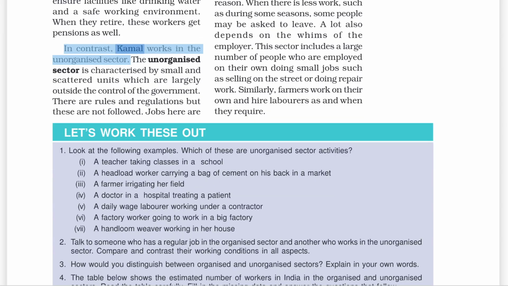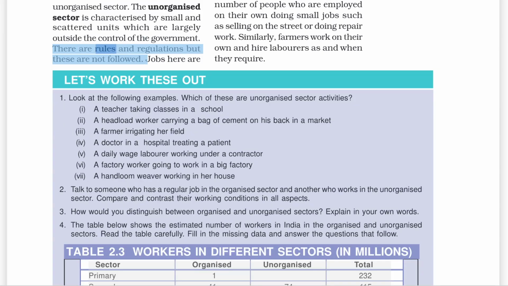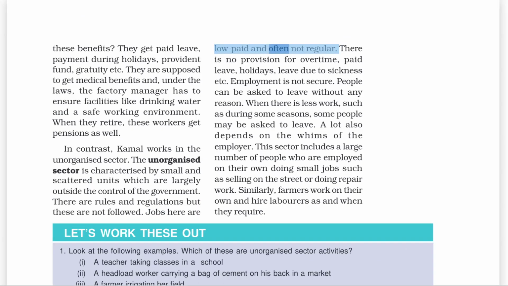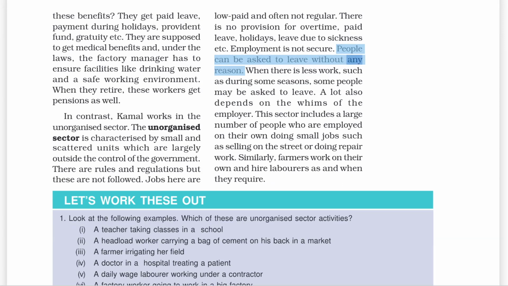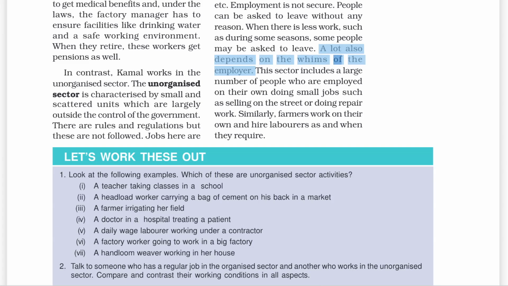In contrast, Kamal works in the unorganized sector. The unorganized sector is characterized by small and scattered units which are largely outside the control of the government. There are rules and regulations, but these are not followed. Jobs here are low paid and often not regular. There is no provision for overtime, paid leave, holidays, leave due to sickness, etc. Employment is not secure. People can be asked to leave without any reason. When there is less work, such as during some seasons, some people may be asked to leave. A lot also depends on the whims of the employer.